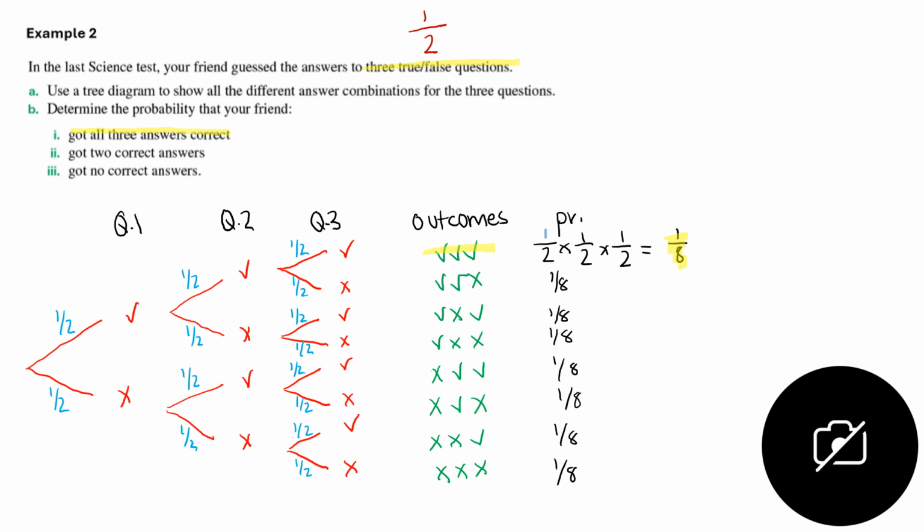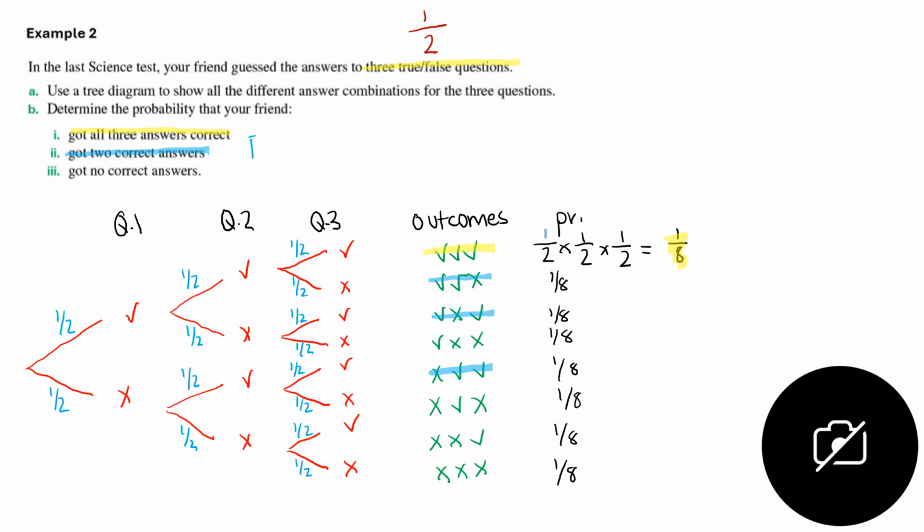Let's have a look at the next one here. Got 2 answers correct. Now, I'm going to assume that this is exactly 2 questions. So let's have a look through and see where we had 2. We had 1 there, 1 there, 1 there, and that's it. So what I'm going to do now, I know that there were 3 options where I had 2 that were correct. So to find out what the probability of this one would be, oh, what happened to my color? I wanted blue.